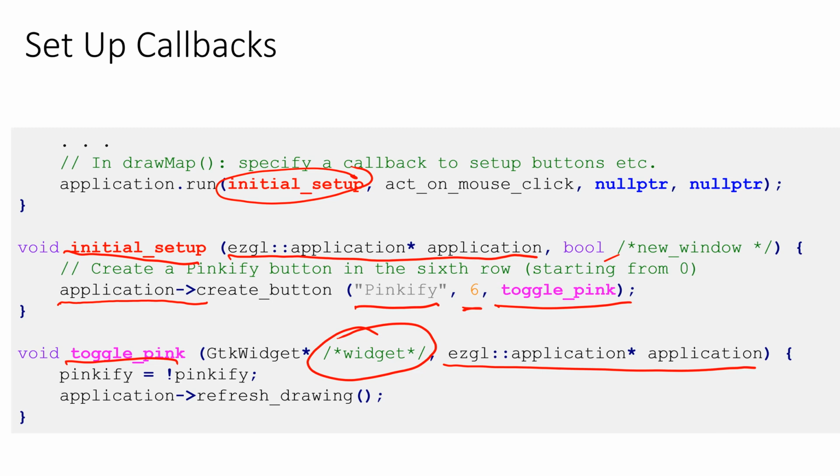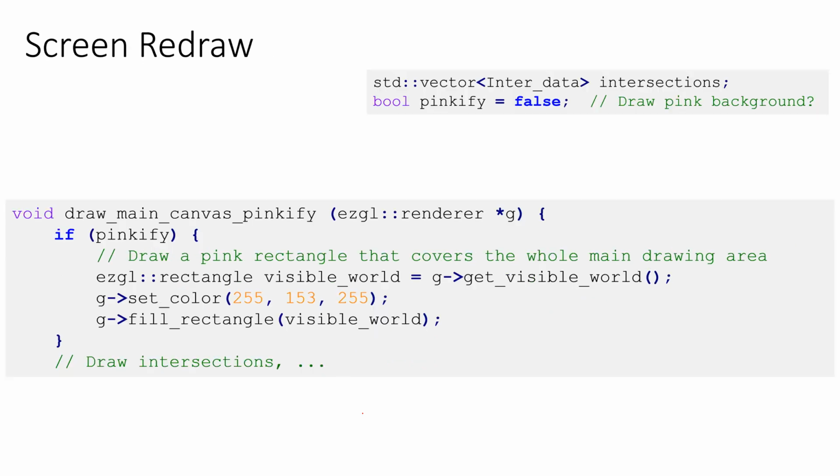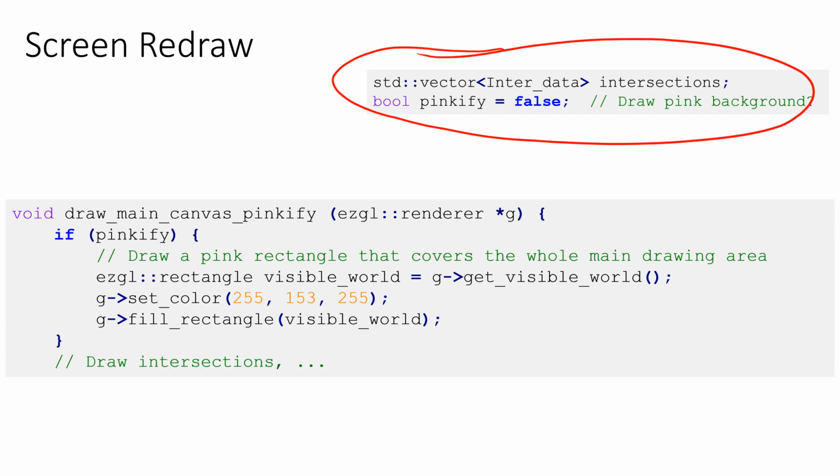Okay, what do I do? I update my global state, so I just toggle is pinkify on or off, and then I basically say refresh the drawing because I know I've changed the drawing state, I want to redraw. Okay, the very last thing I need to do, well, I need to make my global variable. I'll default it to off, so it's constructed to be false. And I need to make my screen redraw function pay attention to it. So how do I do that? Well, check the global variable. If it's on, I actually want to draw a pink background.